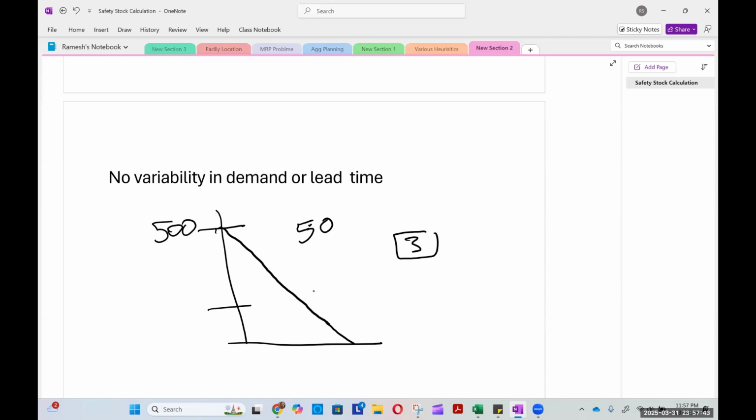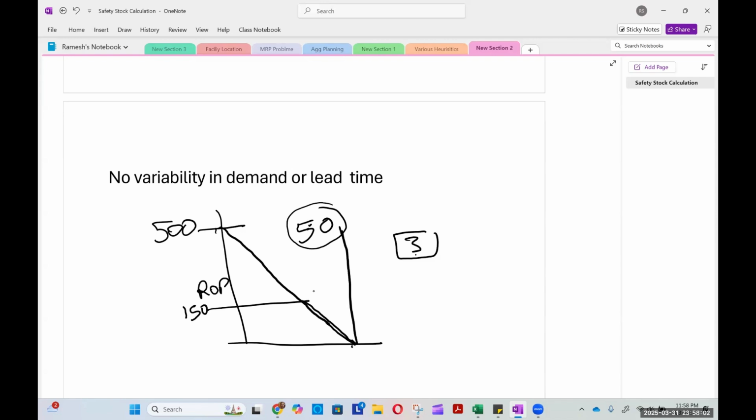That means when you have 150 items on hand, you have enough material to cover the demand for 3 days. So slowly you will deplete, and you will place an order at this point. This is your reorder point. And right at this moment, when you deplete all your items on hand, your next shipment will arrive.